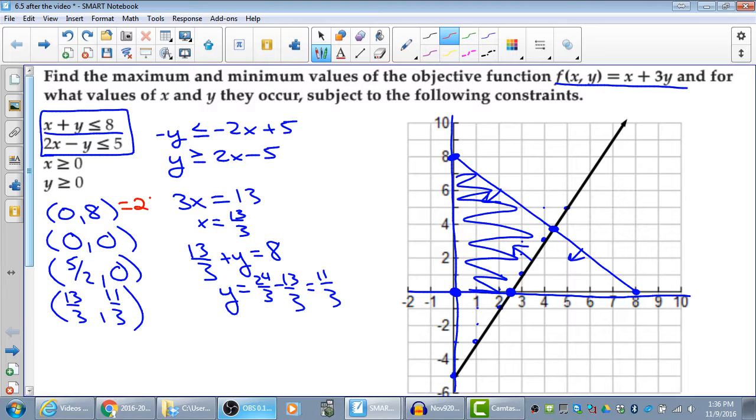8 times 3 is 24, 0 for the x. 0, 0 gives us 0. 5/2 plus 0, well, that's just 5/2. And then we got to do a little bit of work on this one. It's going to be 13/3 plus 3 times 11/3 is 11. So that's 13/3 plus 33/3, so 46/3. That's the value that we get in the objective function on the last point. Well, this is 15 1/3. And that falls in between these two right here.